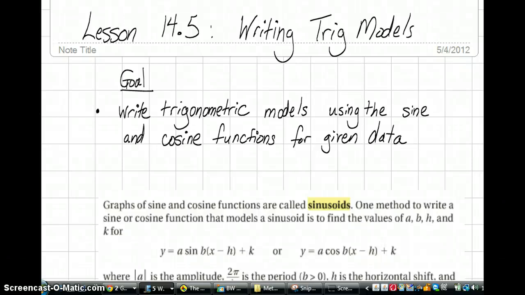Lesson 14.5, writing trigonometric models. The goal of this lesson is to be able to write an equation using the sine or the cosine function when given data. This data could come in the form of a graph or even maybe just 2 points such as the minimum and maximum on some trigonometric curve.